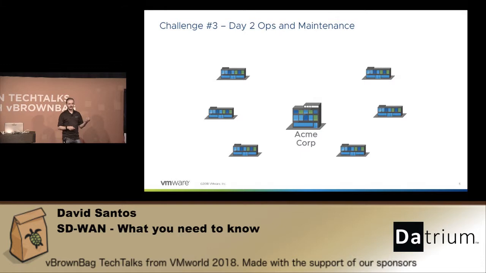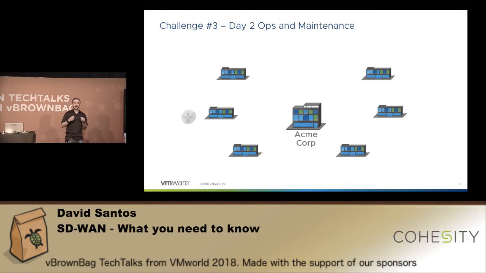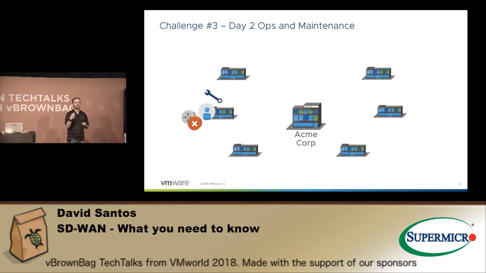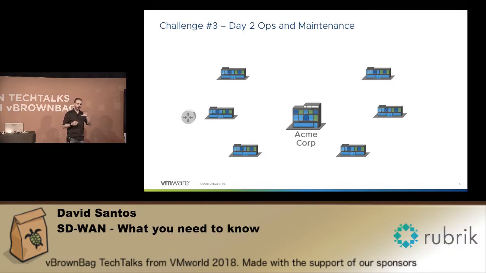The third challenge a company can face is maintenance and day-to-day operations. It's very costly to have someone qualified to solve an issue in a remote location. Every time they have a problem, they need to send someone there to fix their router, to fix their firewall, to fix a WAN optimization, and this kind of stuff. Take a look at all these challenges.